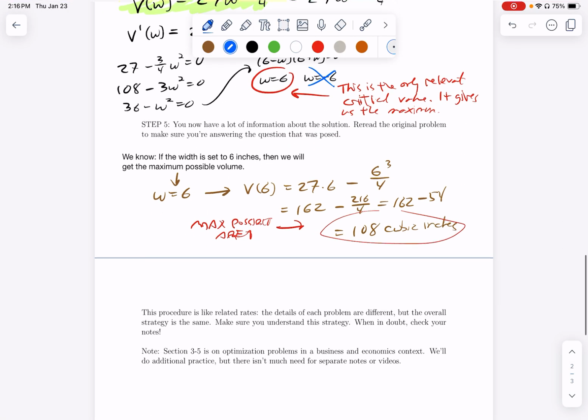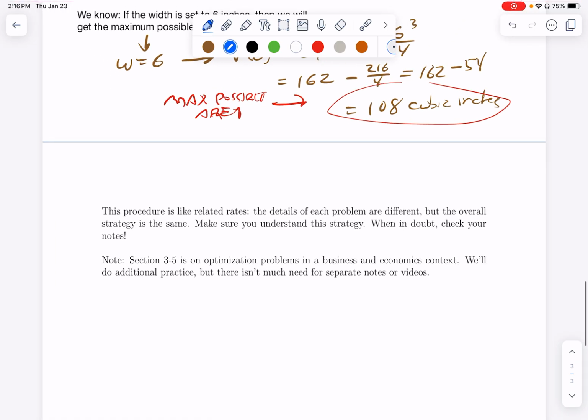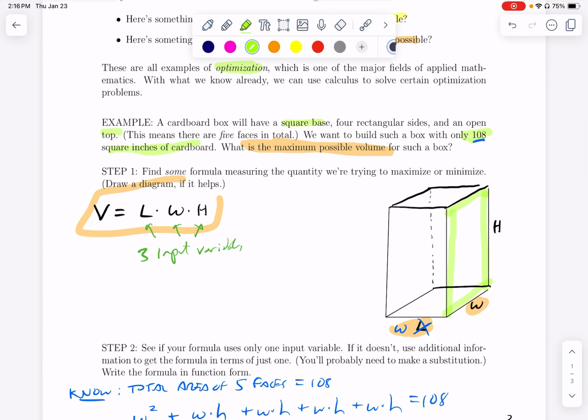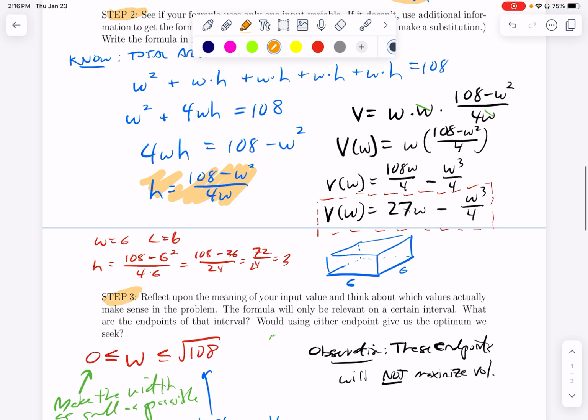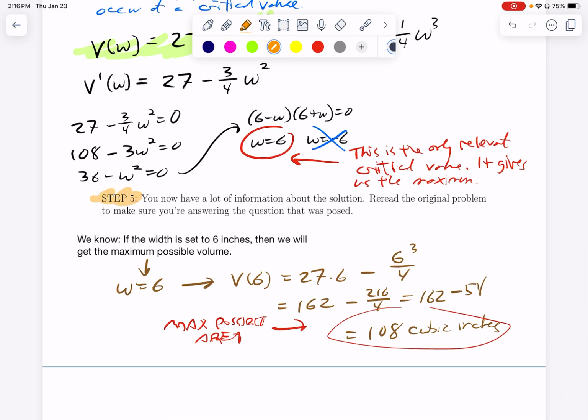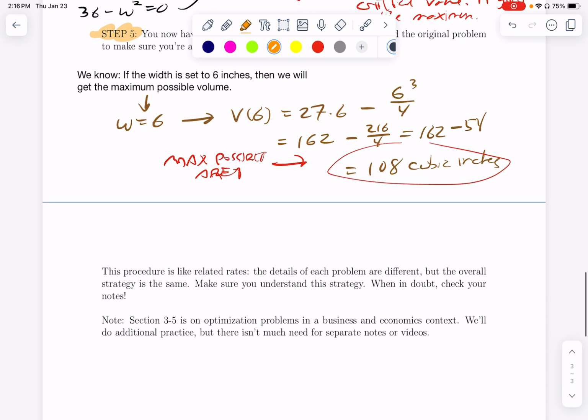So just to summarize, this procedure that we're seeing is like related rates. The details of each problem are different, right? Here's a problem about a box. The next problem might be about something else. And the exact calculus steps are different, but the overall strategy is the same. So when in doubt, just follow these steps. For any optimization problem, you will be able to do step 1 and step 2 and step 3 and step 4 and step 5. Follow the steps in a general way, but don't worry about trying to mimic specific calculations.